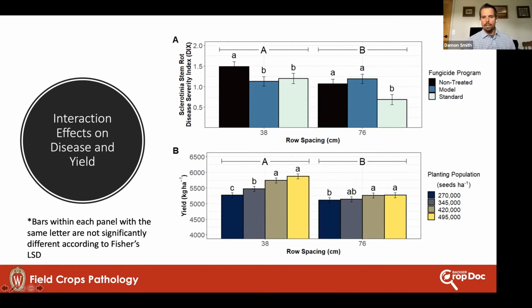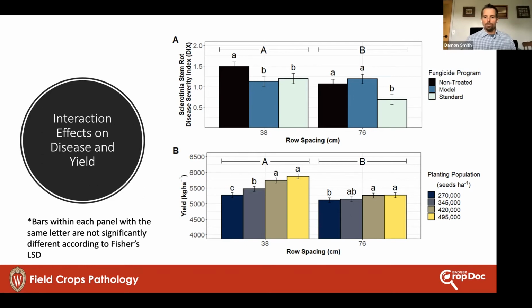When it came to disease severity index scores, we have our narrow row spacings, our 15-inch row spacing over here on the left-hand side. We've got the wider row spacing, a 30-inch row spacing over here on the right-hand side. And you can see the spray programs where we either didn't treat or we used a model-based application of the fungicide approach or a standard two-pass application approach. You can see the standard did pretty well. Model not quite keeping up, but clearly there's a pretty good reduction where we go into those wider row spacings.